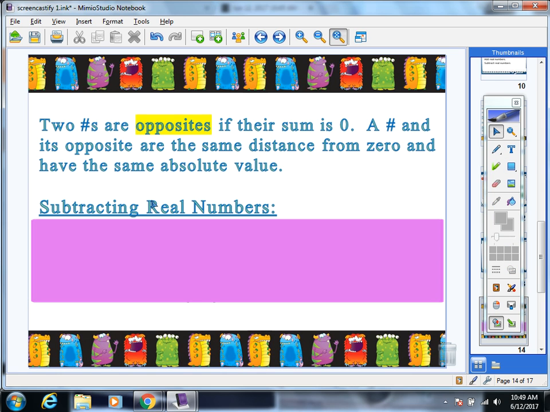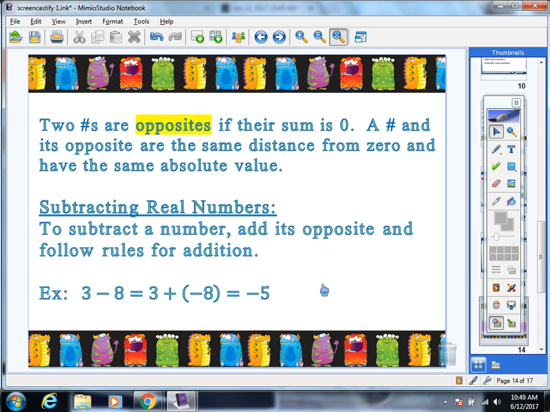Two numbers are opposites if their sum is 0. A number and its opposite are the same distance from 0 and have the same absolute value. So to subtract, add the opposite and follow the rules for addition. Some of you just see that 3 minus 8 is going to be -5. Others, you need to rewrite it as 3 plus -8 equals -5. Either way you go, you're starting at positive 3, going left 8, and you're landing at -5.